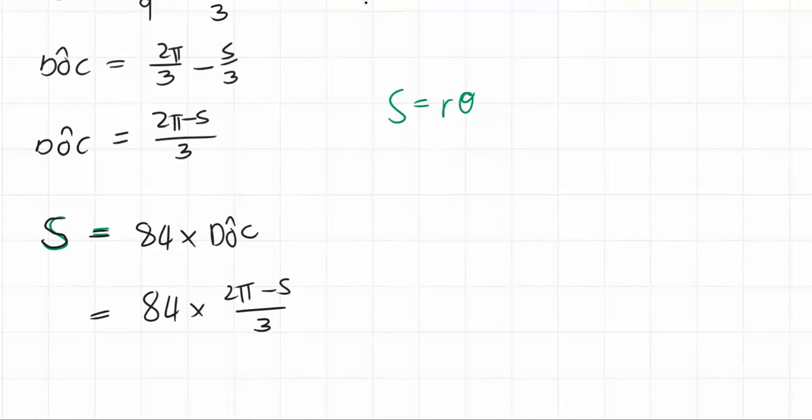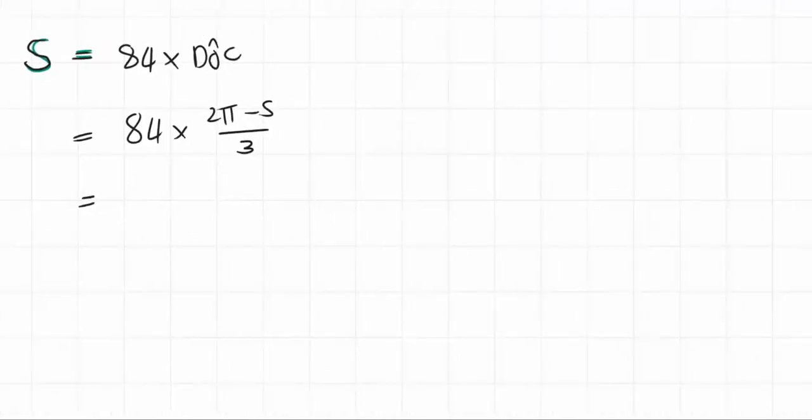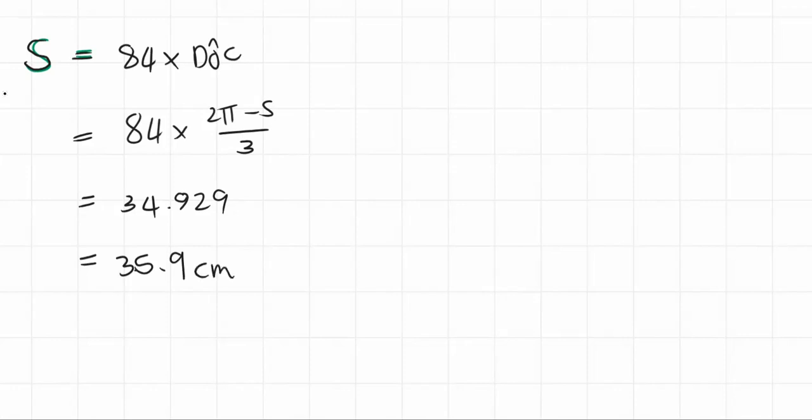Remember to put your calculator into radian mode, if you haven't already done it 100 times. All right, so this comes to, for me, 34.929. And we round to 1 decimal point. So 35.9 centimeters. It's a length. Okay. That's question A.